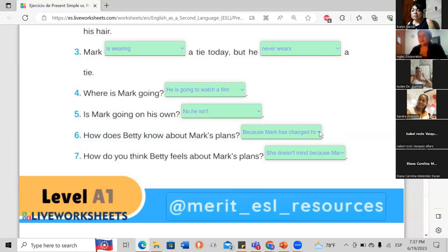Okay, how does Betty know about Mark's plans? ¿Cómo ella supo, Betty? Because Mark has changed his routines, right? Okay, who wants to read number seven? How do you think Betty feels? She doesn't mind because Mark is her friend, right? Okay. How do you think Betty feels about Mark's plans? She doesn't mind because Mark is her friend.